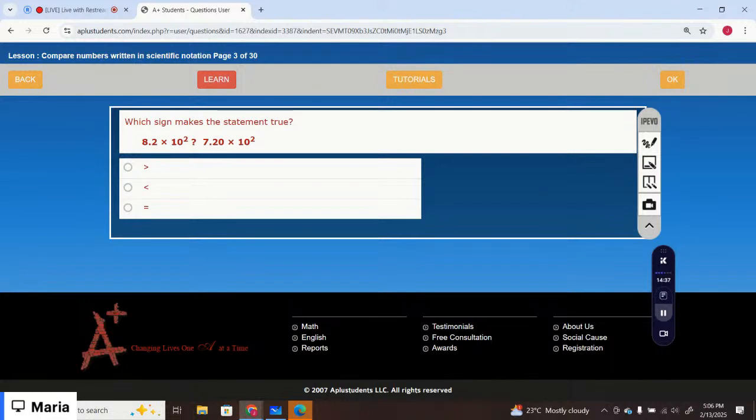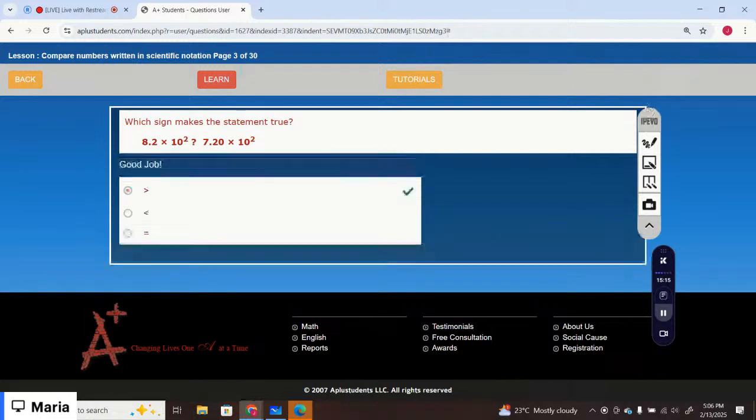Which sign makes the statement true? 8.2 times 10 exponent 2 and 7.2 times 10 exponent 2. Both the numbers have the same exponent. So 8.2 is greater than 7.2, so option.